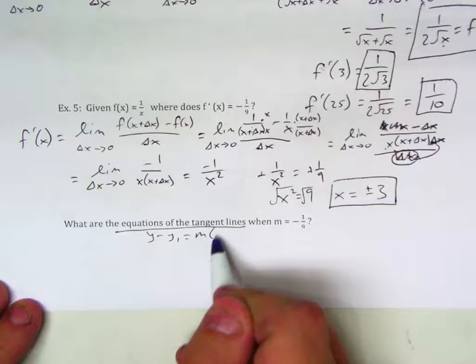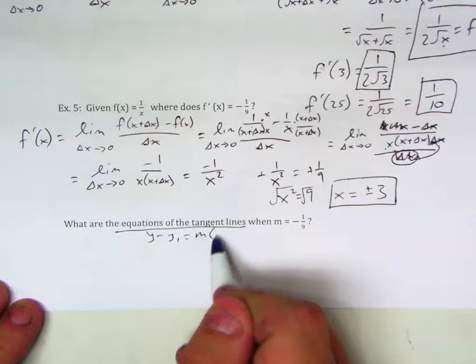So to find the y value, plug 3 back into the original function. If you plug 3 into f of x here, you get 1/3. That means the y value is 1/3. So at this point, you know the slope is negative 1/9, so you can write the equation. y minus 1/3 equals the slope, negative 1/9, times x minus 3. That's the equation of the tangent line when the slope's negative 1/9.